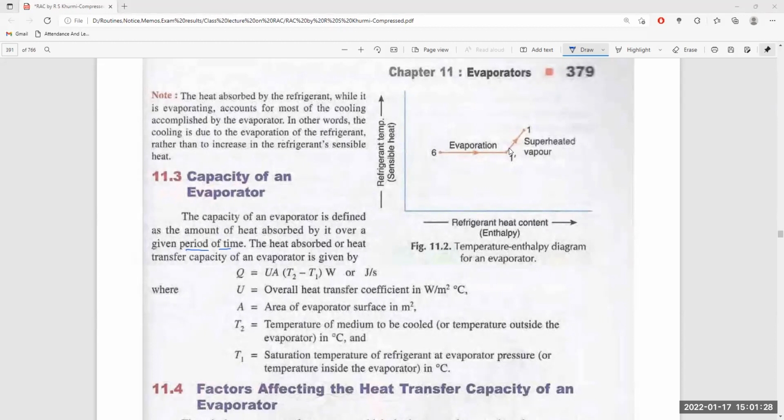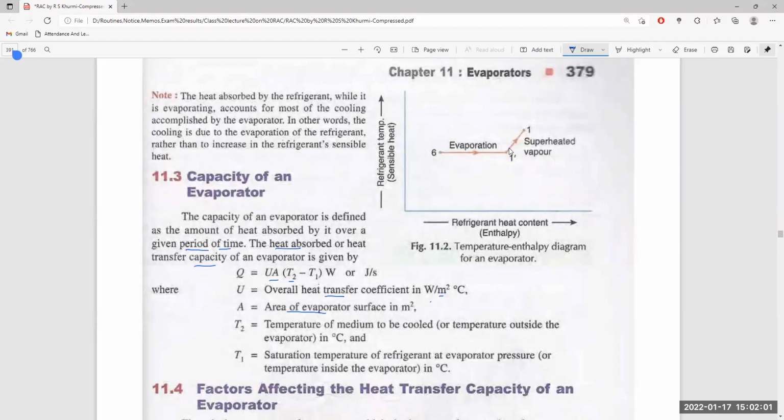The heat absorbed, or heat transfer capacity of the evaporator, is given as Q = U × A × (T2 − T1) in watts. U is the overall heat transfer coefficient, in watt per square meter of area per degree centigrade rise and fall in temperature. That is the overall heat transfer coefficient. A is the area of the evaporator surface.